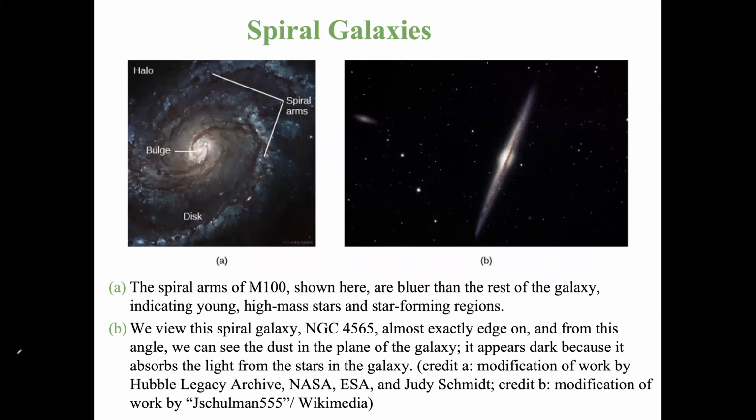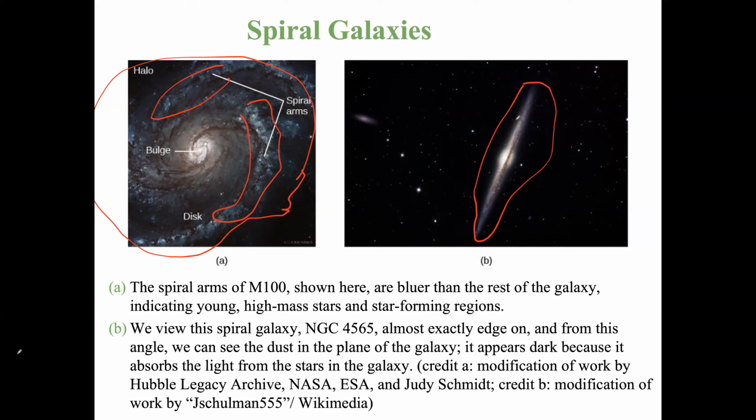Here is an example of what I have shown you. This is called M100, and these spiral arms are very bright. You can see these regions are bright because they have a lot of star forming regions, right? And this is called a face-on view, where you can see clearly all the matter and the shapes and everything. And this is, by the way, also a spiral galaxy.